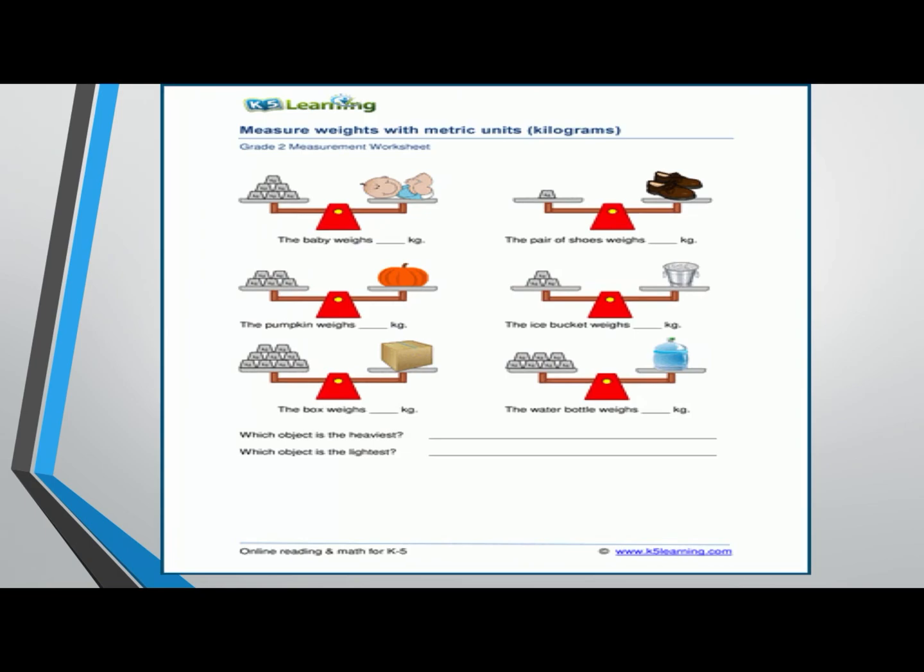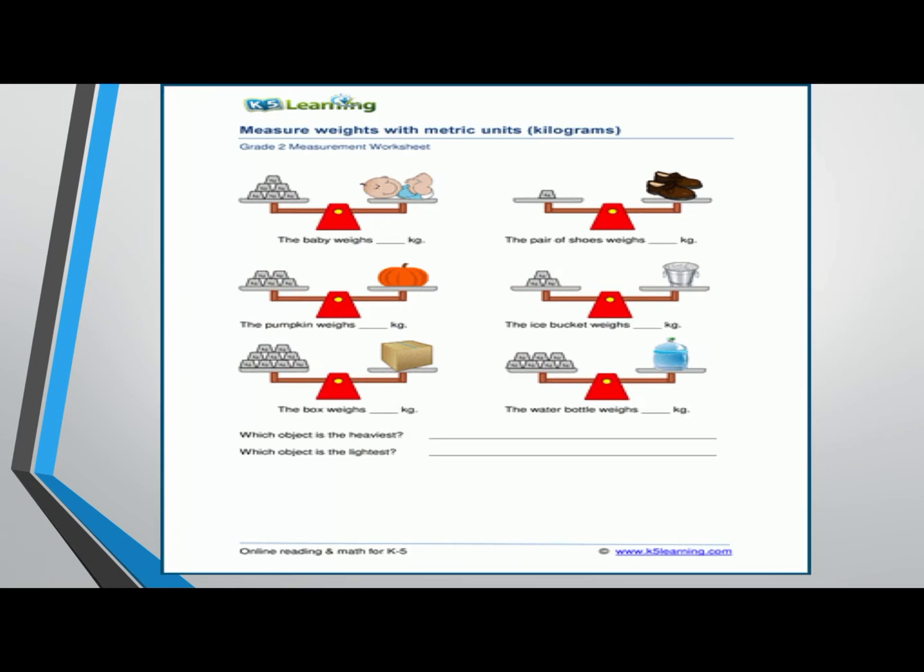Now look at a bucket. It is kept on one side, and on the other side the weights of 1 kg are put. So how many 1 kg weights are there? 3. So this is an ice bucket, and this ice bucket weighs 3 kg.